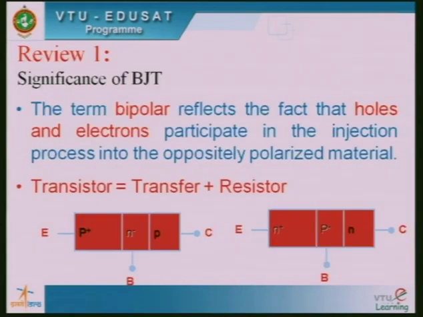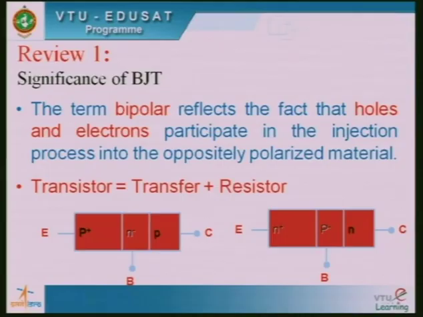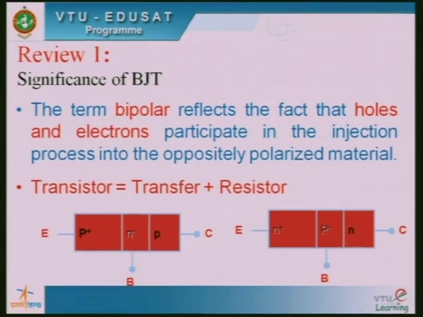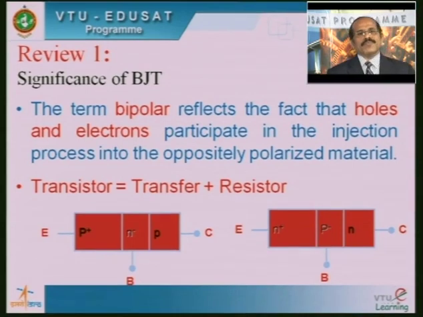Last class we discussed the significance of the term BJT. BJT means bipolar junction transistor. The term bipolar indicates the involvement of both holes and electrons in the conduction of current. Bi means two, polar means the charge carriers. So, in the BJT, the current is contributed by both the holes and electrons.